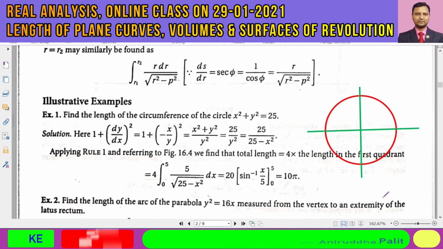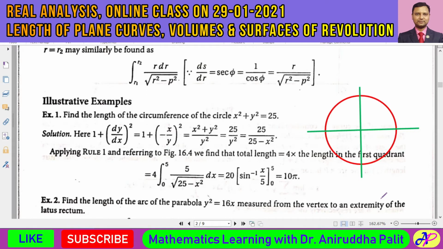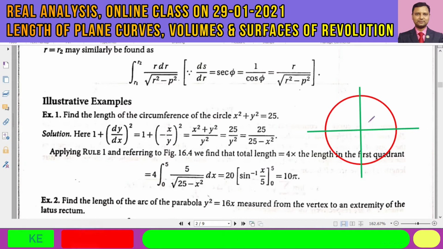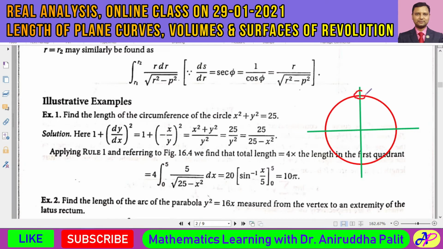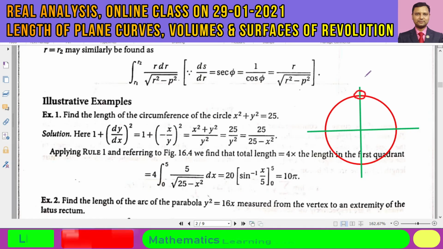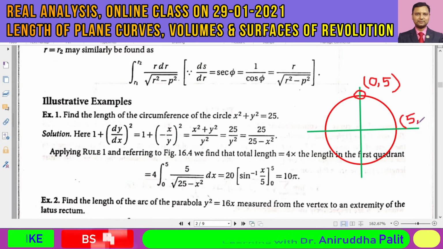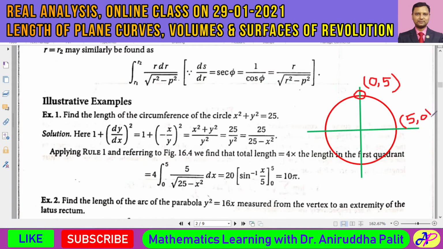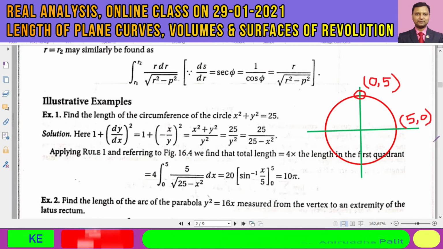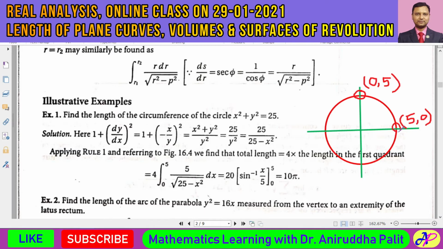And in the first quadrant, it is easy to find out the lower and upper limit of x. How? You see, at this point, what would be the coordinate of this point? The coordinate of this point is (0, 5), and this point is (5, 0). Got it? So these are the two end points of this curve. This is one end point and this is another point.